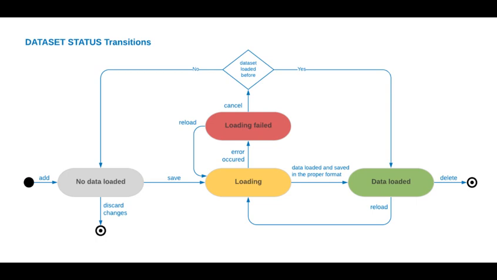When loading has failed, you can try to reload or cancel the loading. If you cancel the reloading for a new dataset, the status is set to no data loaded. If you cancel reloading for an existing dataset, the status will be data loaded, and that is referring to the last successfully uploaded version of the dataset. Any dataset having status data loaded is ready for use in the quest modeling.